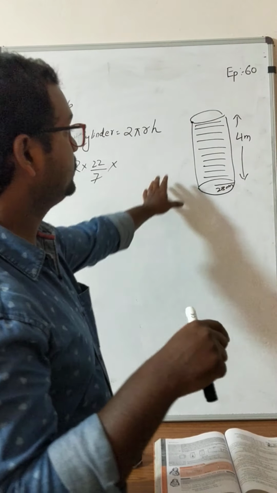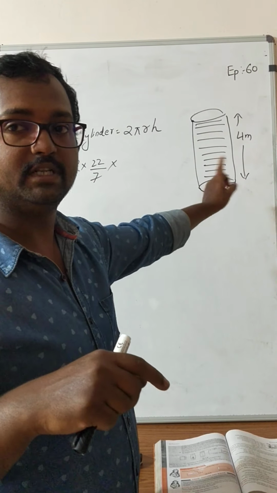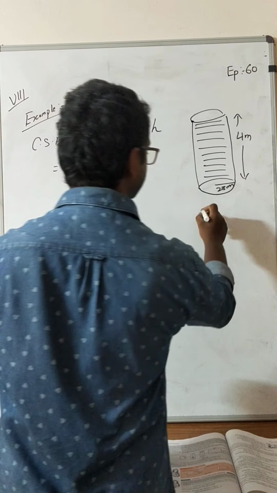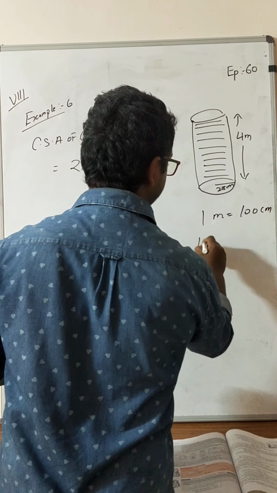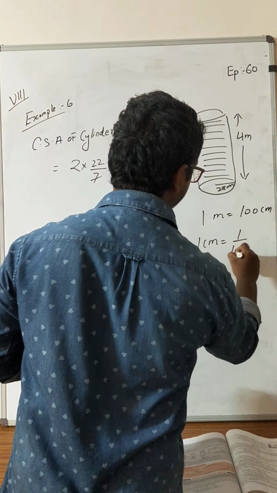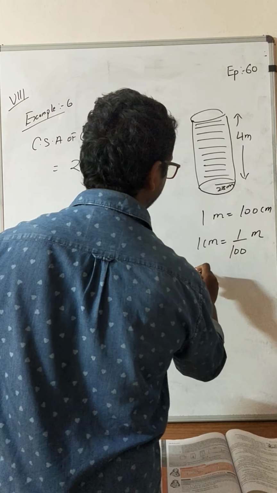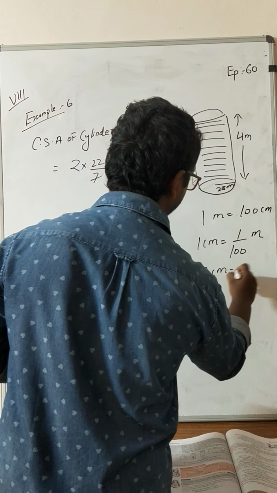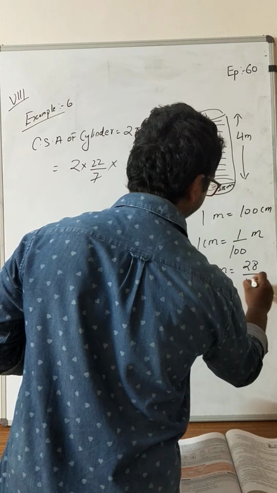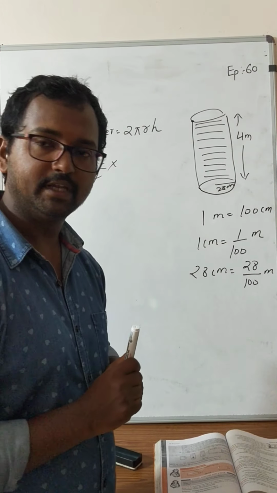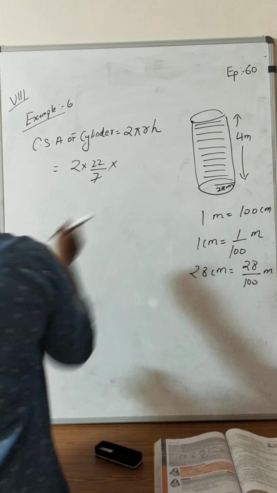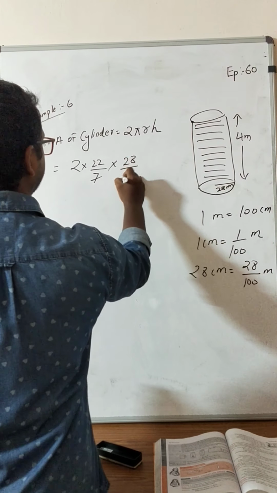So what we are going to do is convert this centimeter into meter square. 1 meter is 100 centimeter, so 1 centimeter is 1 by 100 meter. So 28 centimeter is 28 by 100 meter. Now radius is 28 by 100.